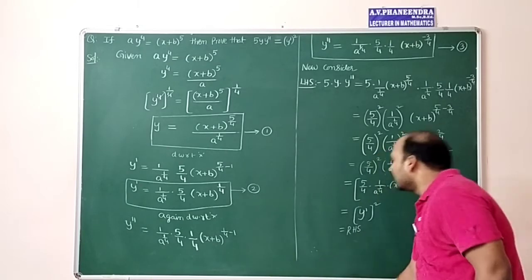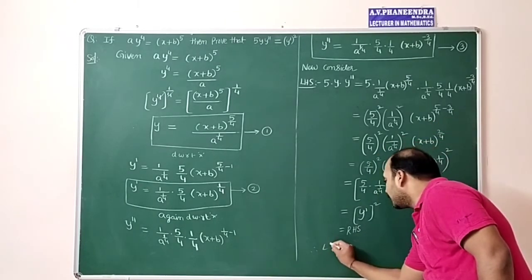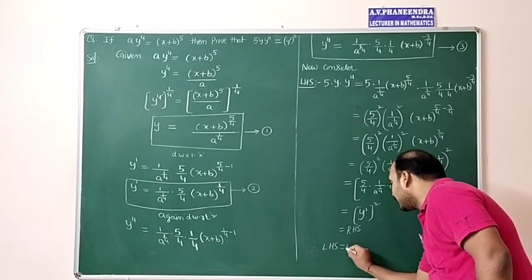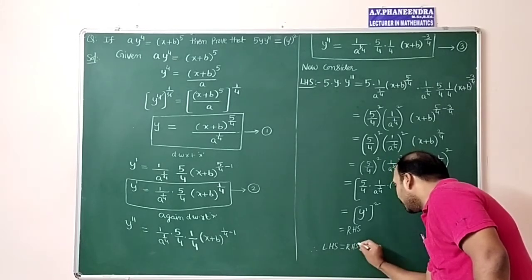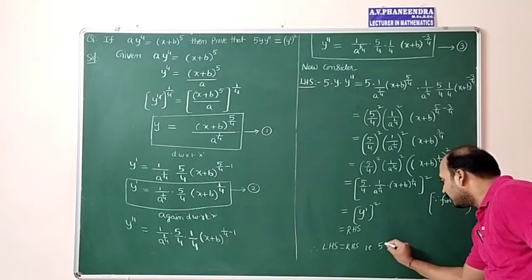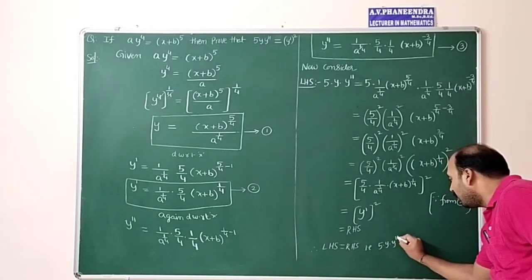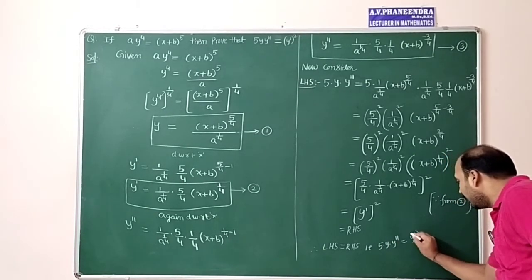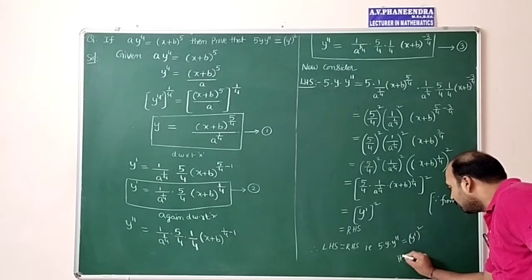Therefore, conclusion step. LHS is equal to RHS, that is y into y double dash equal to y dash squared, hence proved.